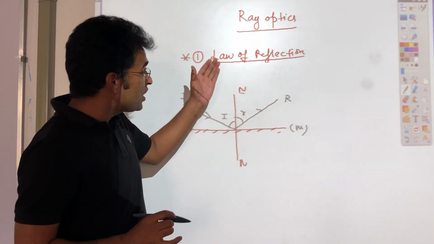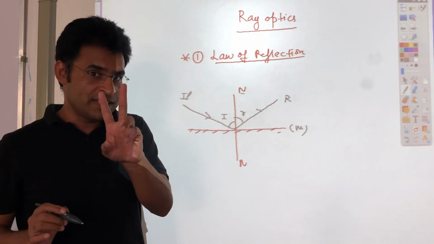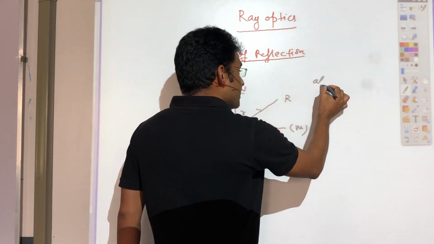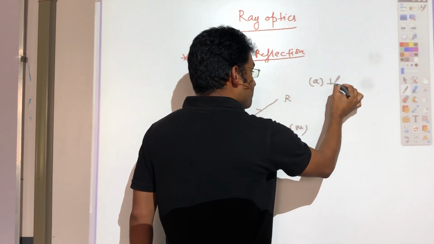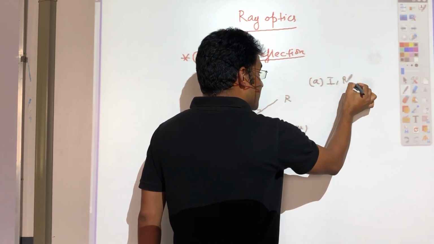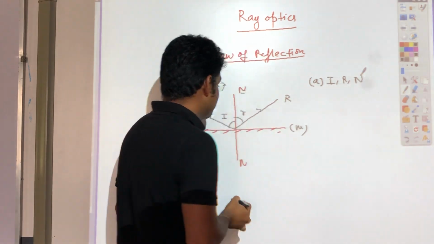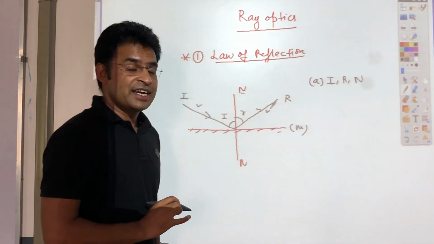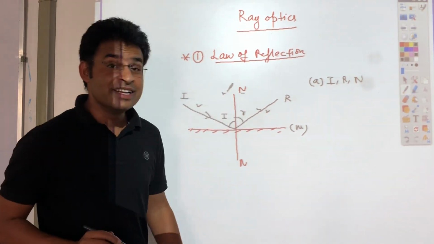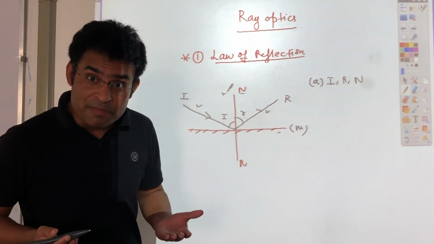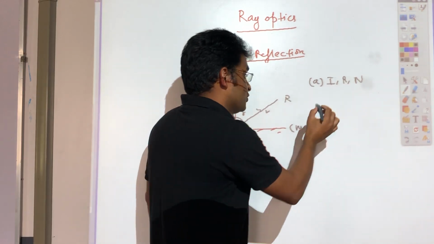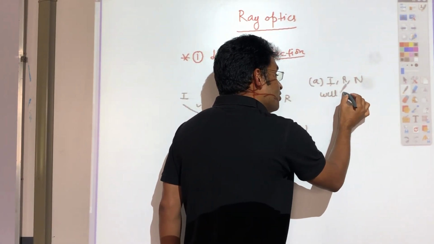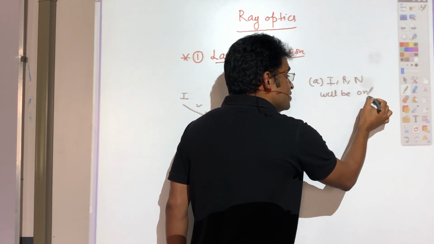So what is the law of reflection? The law of reflection mentions two points. First point: the incident ray, the reflected ray and the normal. This one is the incident ray, this one the reflected ray, this one the normal. They will all lie on the same plane. So the incident ray, reflected ray and normal will be on the same plane.